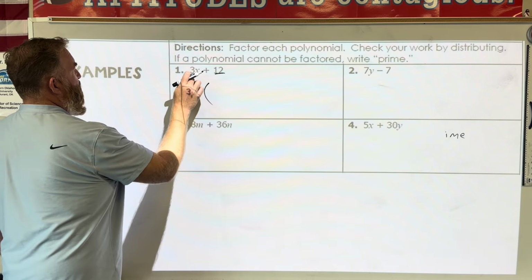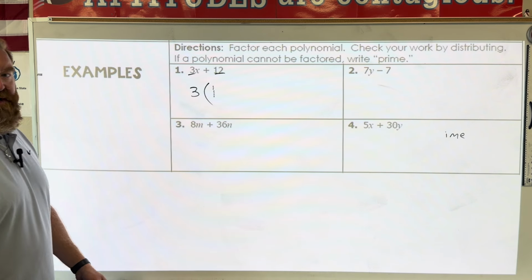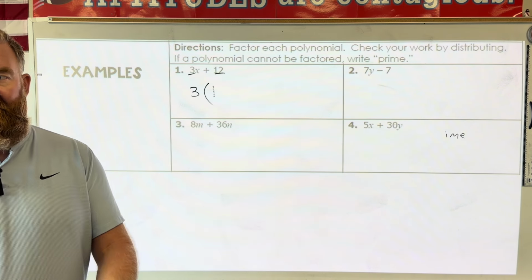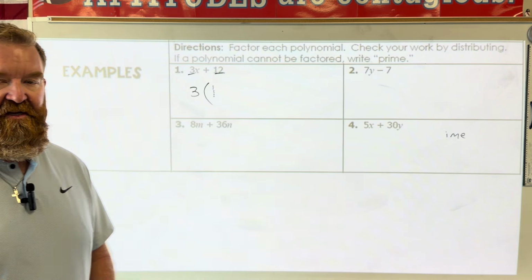What is 3 divided by 3? 1. Now, I'm going to put this right here as a dashed line, because if I put something else there, then I can get rid of the 1. Does that make sense?